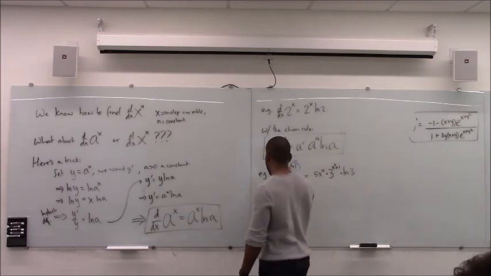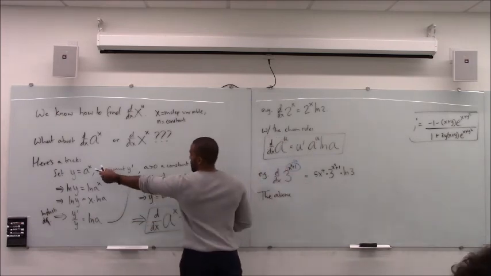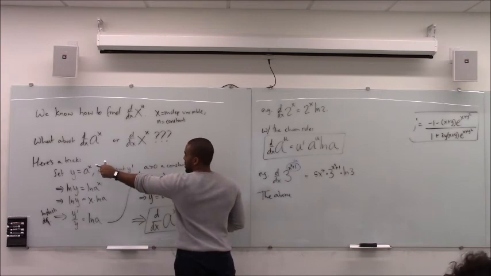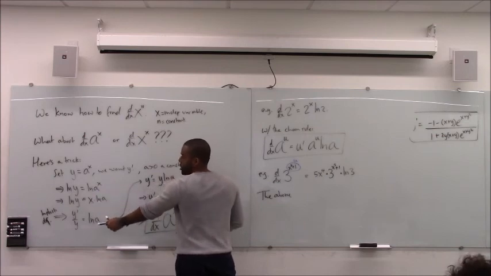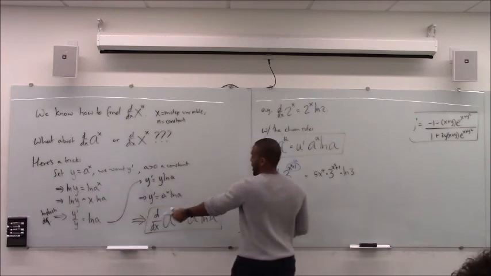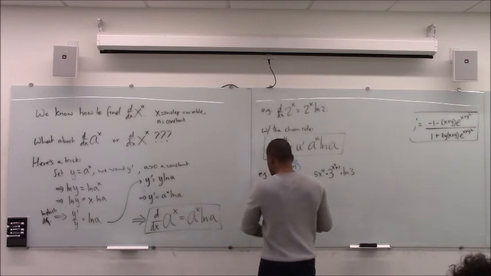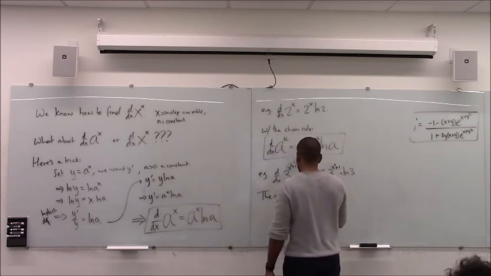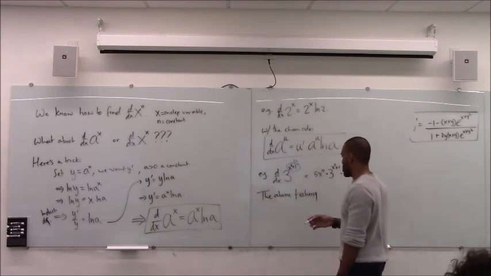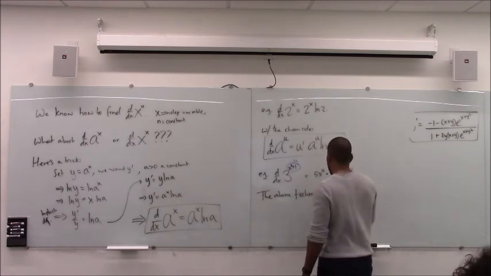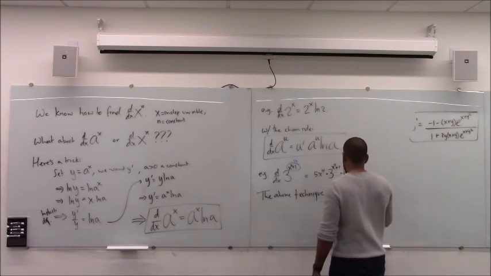Now, the above technique, notice what I did was I had something that I wanted to figure out, but because it had an issue with the power or something like that, what I can do is take the log of both sides, figure out the derivative with implicit differentiation, and then solve for the y prime. And that's actually a nice technique that we can pretty much apply in almost every case, but it's particularly useful in certain cases. The above technique is called logarithmic differentiation.